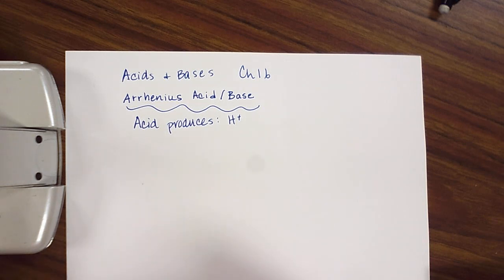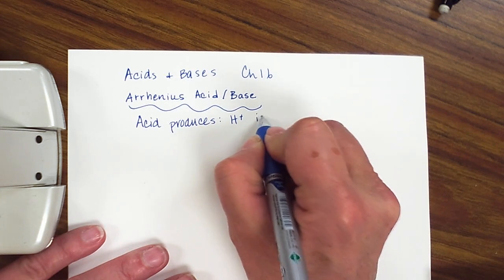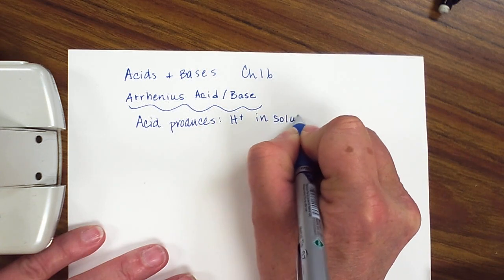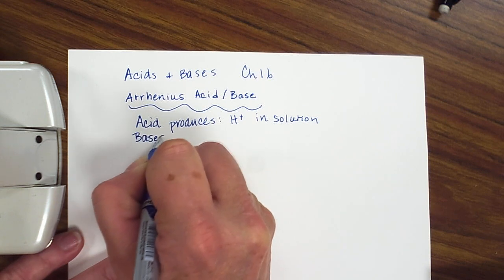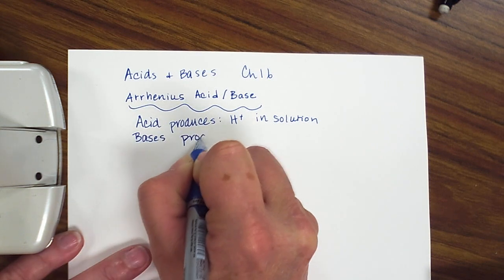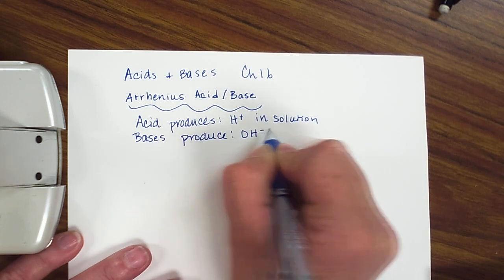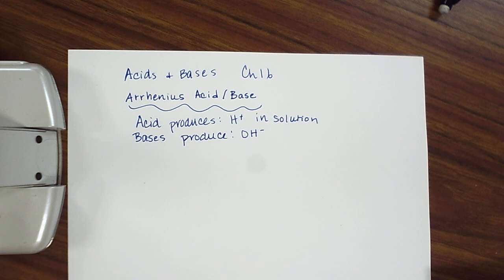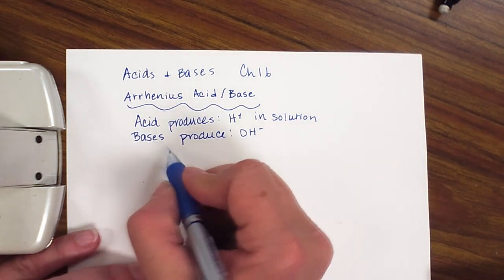All right, so the acids produce H plus in a solution. And then, of course, the bases produce OH minus. And then, of course, when you bring them together, they produce water. An acid and a base, OH minus plus hydrogen, produce water. So let's take a look at some examples.